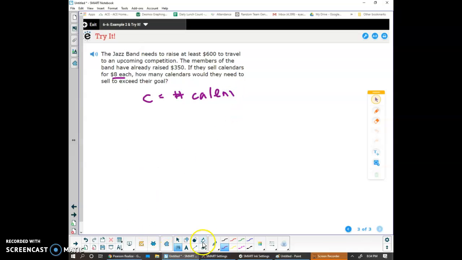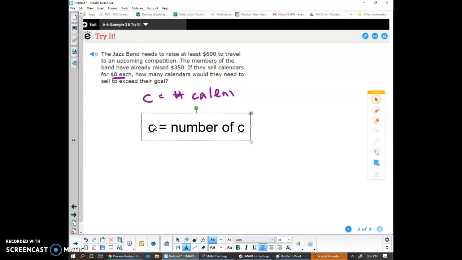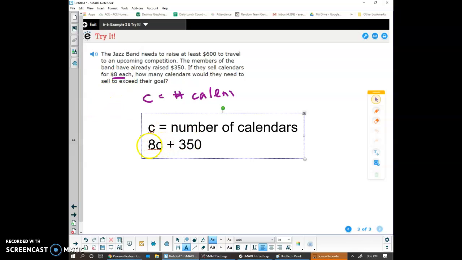All right, I probably should just type this. It might be easier. Okay, C equals number of calendars. There we go. So let's see what our inequality would be. All right, so it is $8 each for the calendars. So that'd be 8C, okay, because you remember each is multiplying. And they have already raised $350. So you're going to add what they've already raised to this. And so this represents how much money they've raised. Okay, you got 8 times C plus $350, and they need to get at least $600. So since it's at least, you want to be more than it, or equal to $600. So there is your inequality.